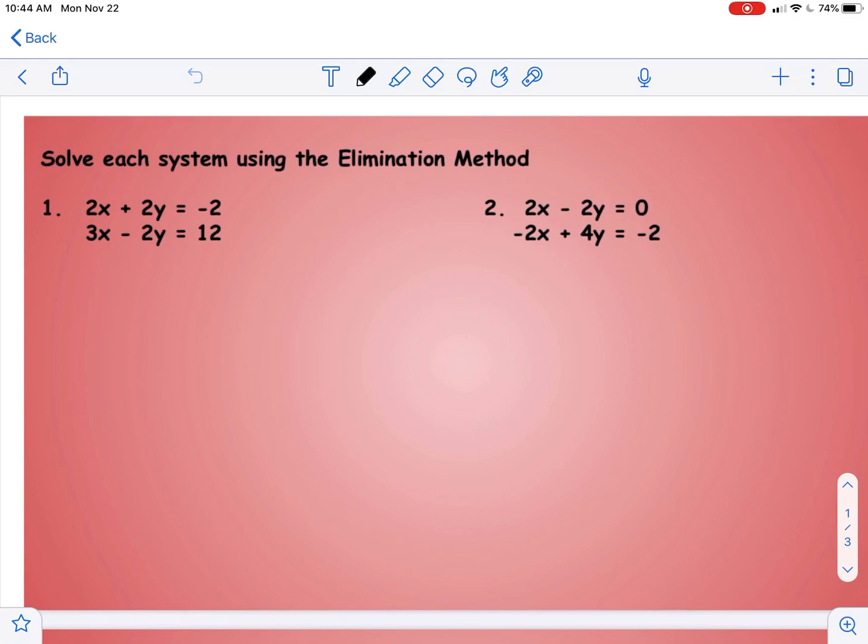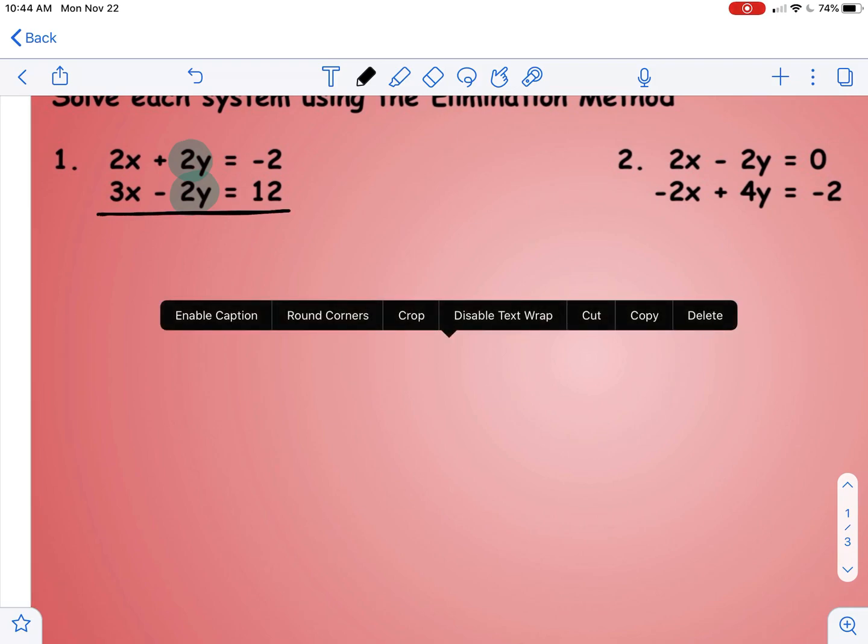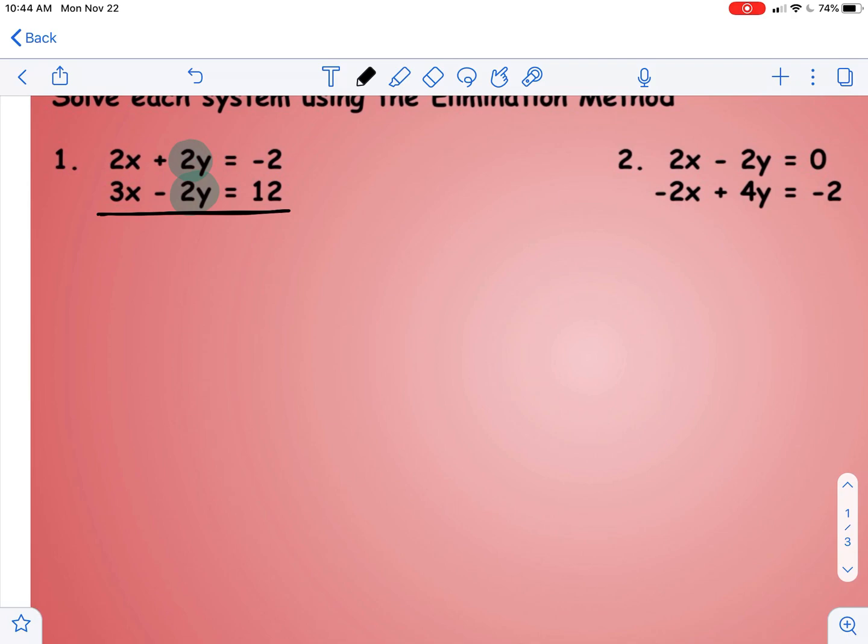So when you have the elimination method, you want to first look for things that have the same numbers. Okay, so what that means is you're going to start with your x's and see if any of them have the same coefficient, which here on number 1, I have 2x and 3x. So those aren't going to be really easy to work with. But I do have 2y and 2y. So looking at that, I have a positive 2 and a negative 2. So I know if I want those to equal 0, I can add them together because they're opposites of each other. So I'm going to add these systems together.